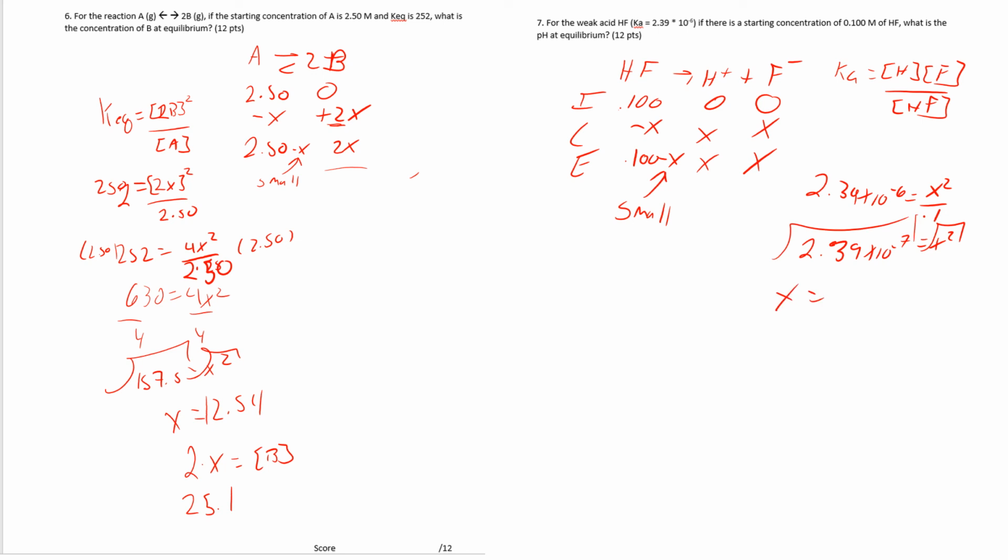So x equals 0.000489. That's our concentration of H3O plus, so I do the minus log of 0.000489. And the pH there is 3.31.